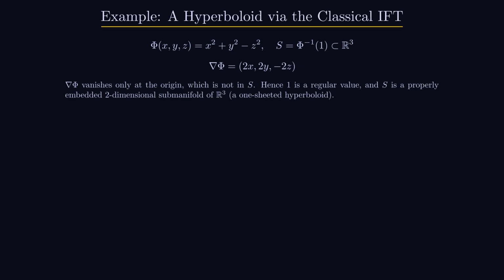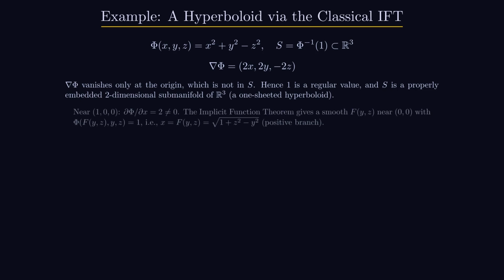The classical implicit function theorem gives additional information near any specific point. At the point (1, 0, 0), the partial derivative of φ with respect to x is 2, which is non-zero. Apply the implicit function theorem with x as the implicitly defined variable and y and z as the free parameters. It yields a smooth function f of (y, z), defined near the origin in R2, such that φ of (f(y, z), y, z) equals 1 throughout a neighborhood. Solving explicitly by choosing the positive branch of the square root, f of (y, z) equals the square root of 1 plus z squared minus y squared. This is smooth near the origin where the argument of the square root is near 1 and hence positive.